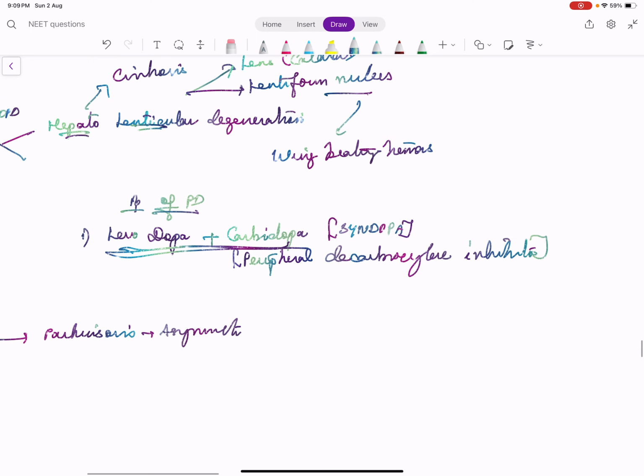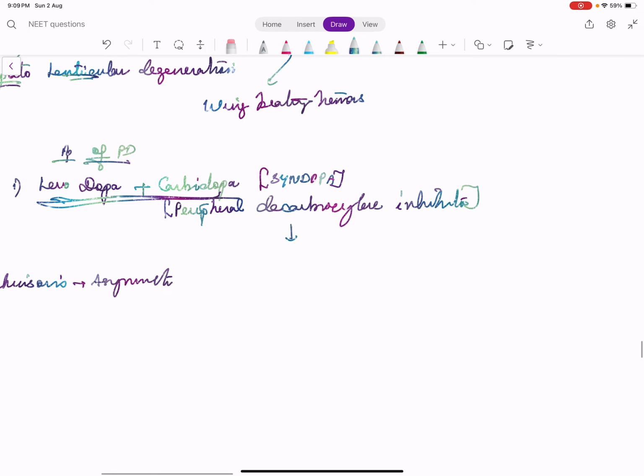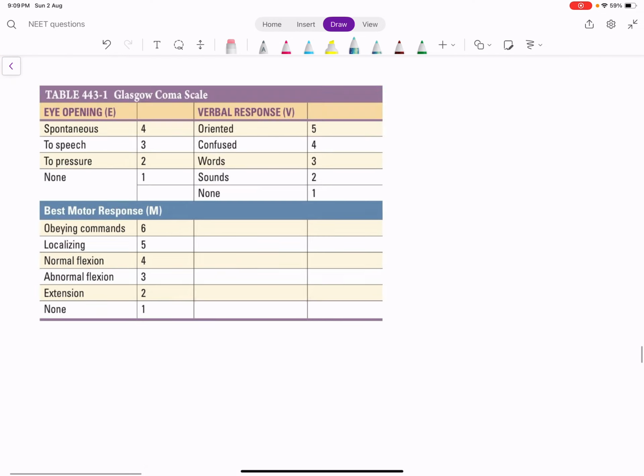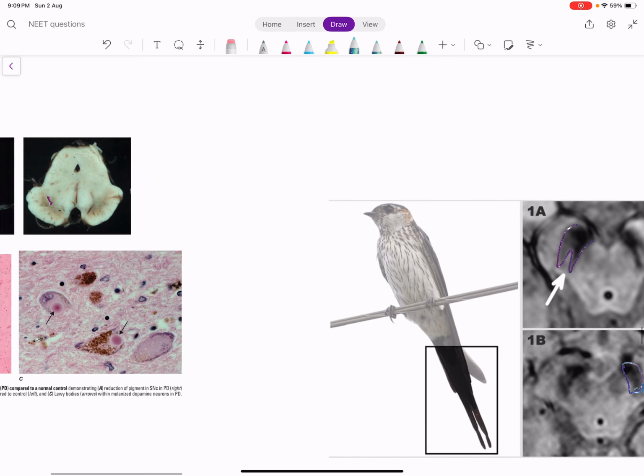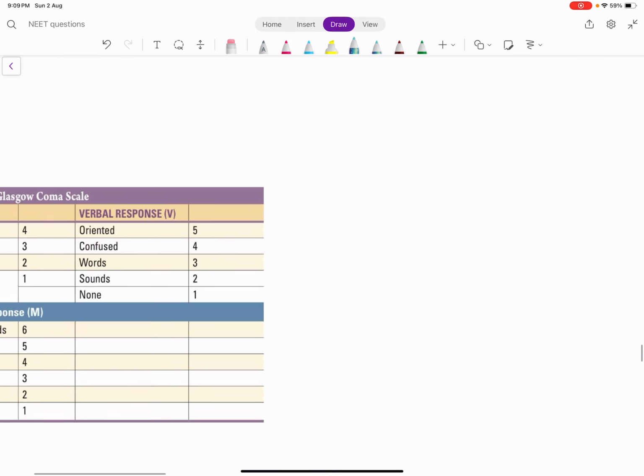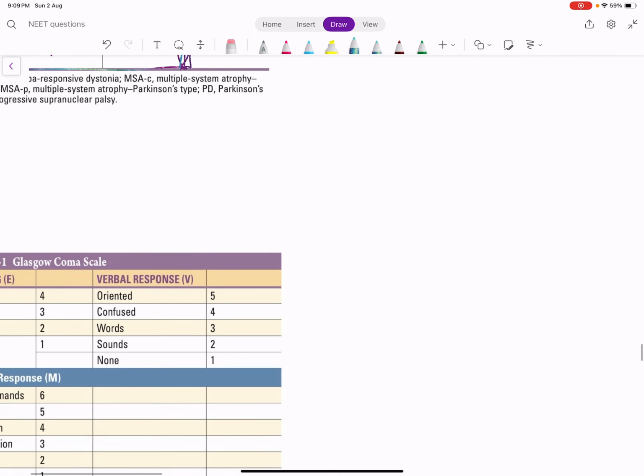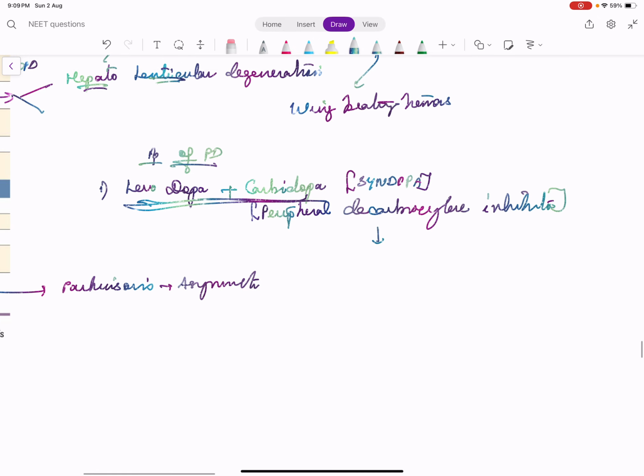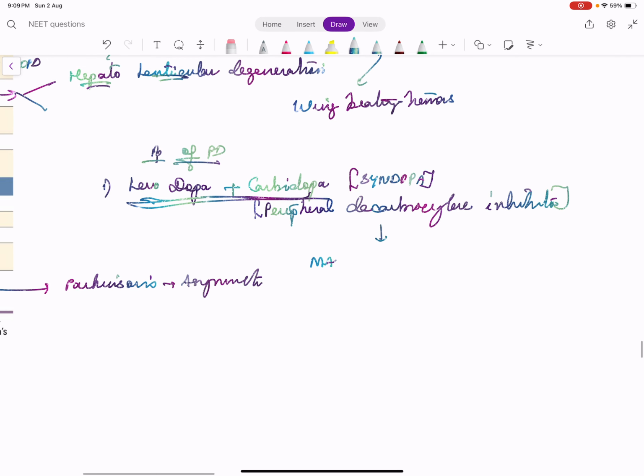So levodopa-carbidopa is the first drug which is given. There are some other drugs also which are given, which I think we will not discuss here. Please remember the names: MAO-B inhibitors, COMT inhibitors. MAO-B and COMT are enzymes which break down dopamine in the end. So when the breakdown is inhibited, it will be helpful.